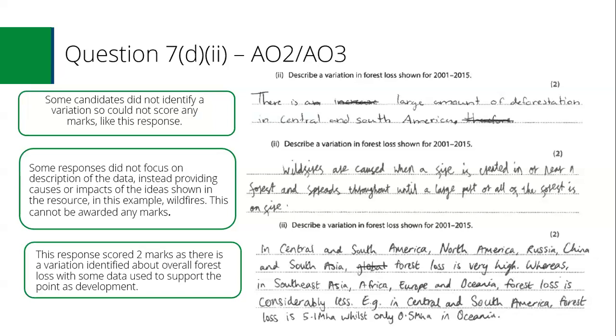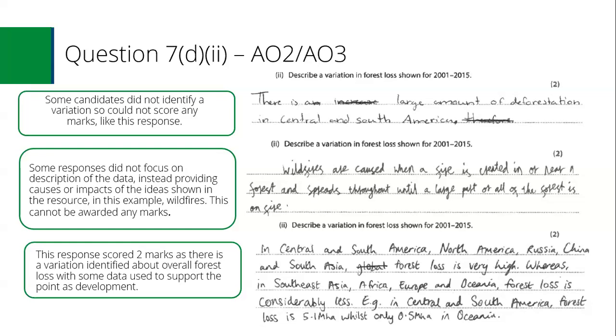Some candidates here didn't identify a variation and could not score any marks. Like the first response here: there is a large amount of deforestation in Central and South America. Okay, that's not a variation, that's just a statement. The next response scored 2 marks as there is a variation identified about overall forest loss with some data used to support this.